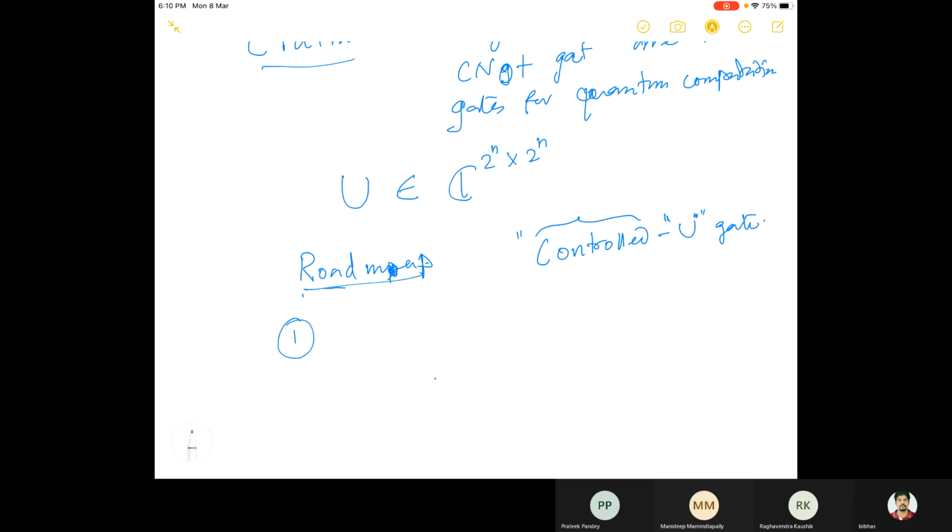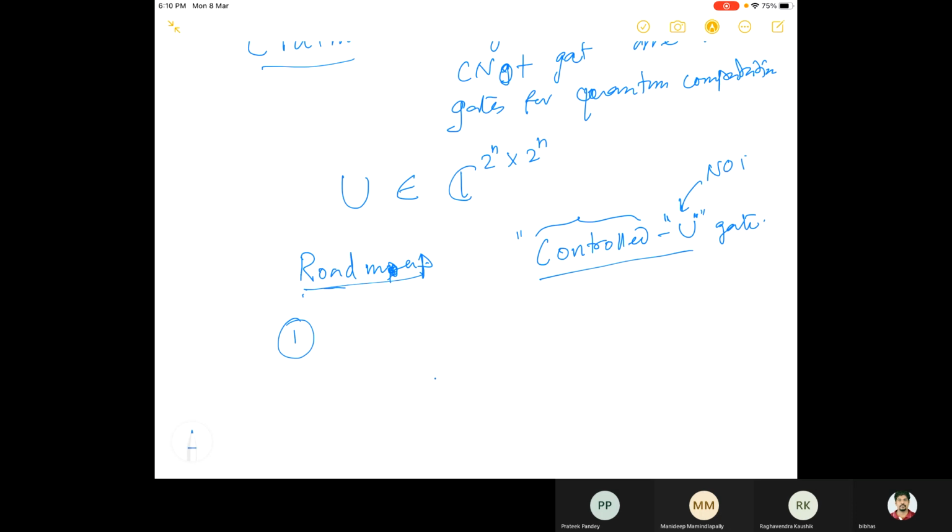Then I'll call a generalized situation here. So I'll call it a controlled U gate. So U not is replaced by any arbitrary 2 by 2 two dimensional unitary matrix, which represents any 1-qubit gate. So this is a generalized situation here.